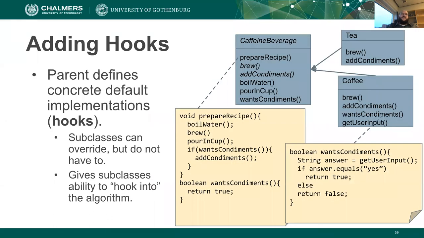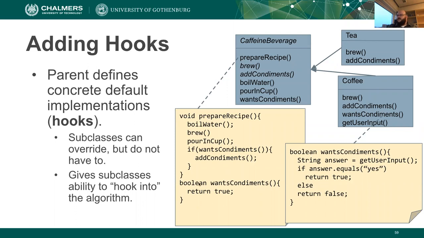Right, the parent class can define concrete methods that are empty too or have a default implementation, and we call these hooks, where the subclasses can override those, but they don't necessarily have to, and that gives subclasses the ability to hook into the algorithm if they want to. And so we can add a little conditional statement into the recipe that bases its success on the concrete method called wantsCondiments. So in our recipe, if the customer wants condiments, it'll add them. And we put together a default implementation.